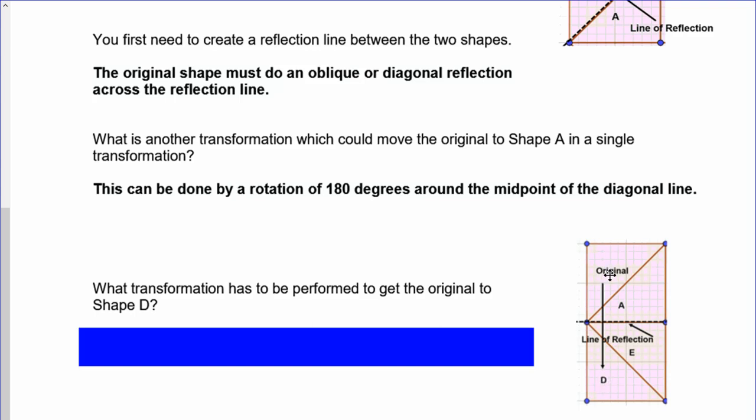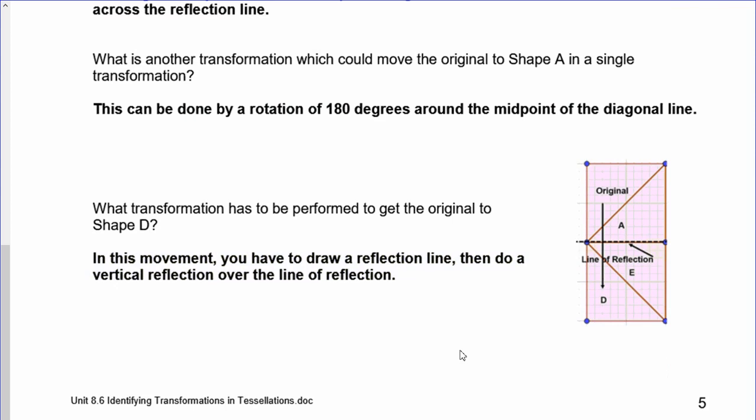You can also do this, if you'd like, in 2 steps. You could translate it and then rotate it. You could translate it and then flip it. You have to make a reflection, but I can do this in 1 step. All right? But you may have taken 2. There's nothing wrong with that. So here are my instructions that I would have to write down. In this movement, I have to draw a reflection line and then do a vertical reflection over the reflection line. Simple as that.